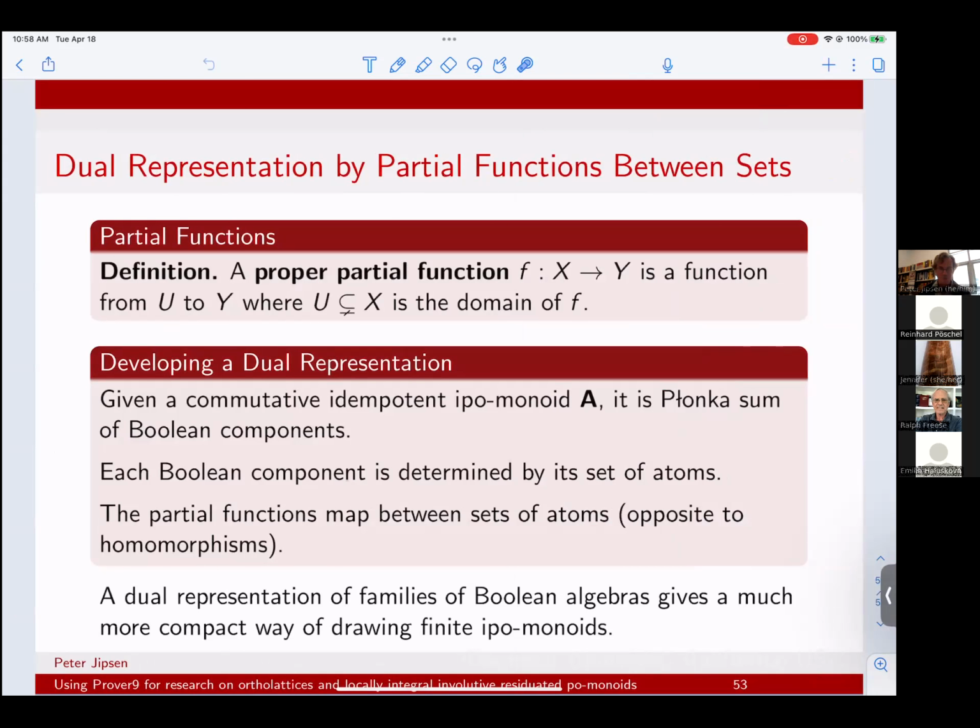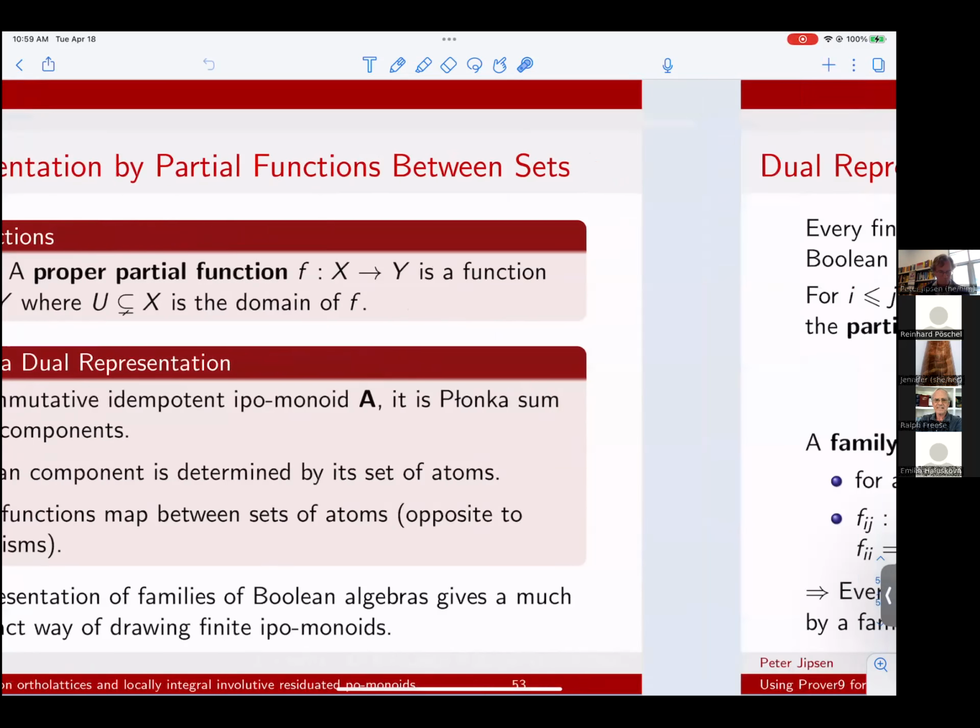Oh, there's something about dual representations, but I think I just need to wrap it up. When you have this representation by Plonka sums, you can try to summarize things even better, as the families of homomorphisms in some situations can be replaced by partial functions, because the components can be decomposed into direct products of even simpler pieces.